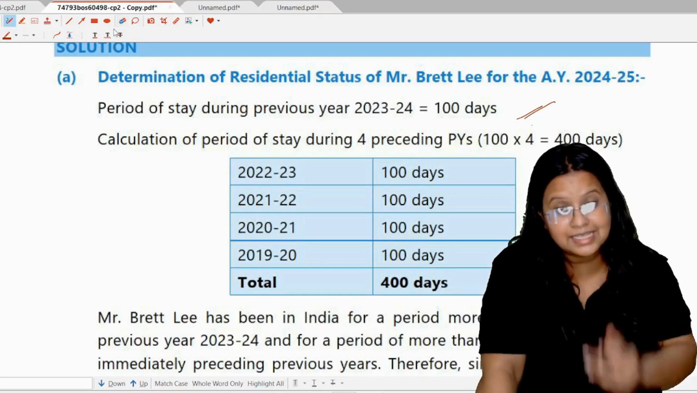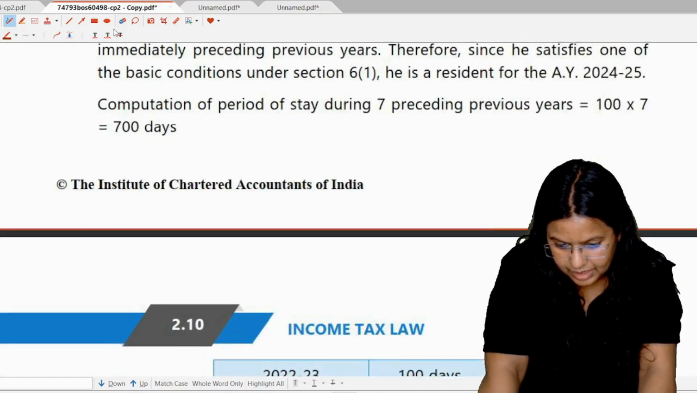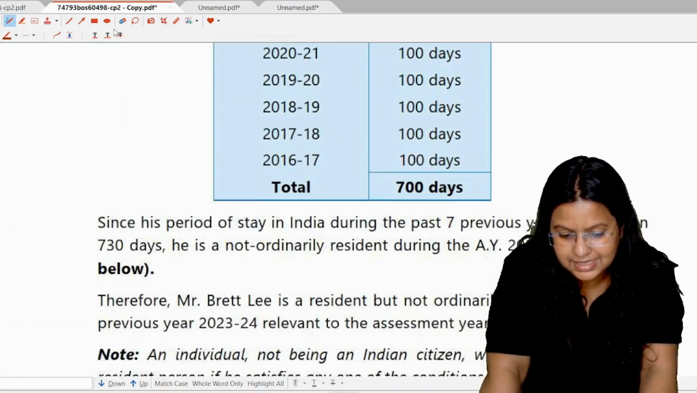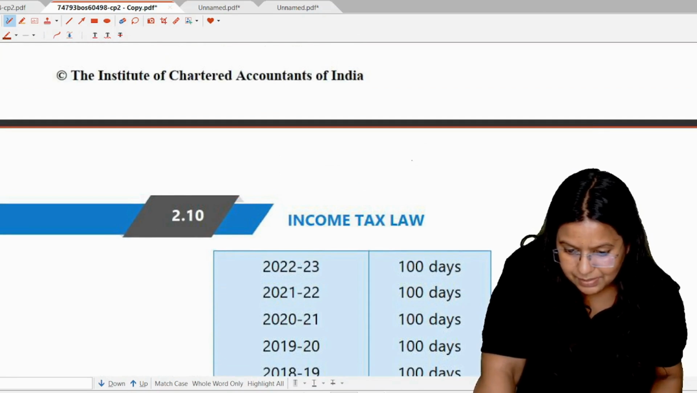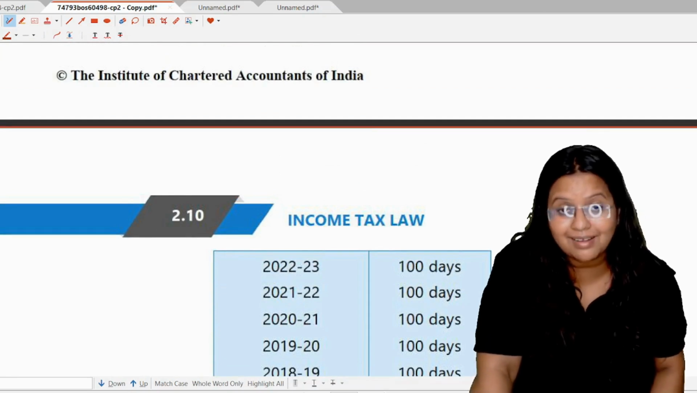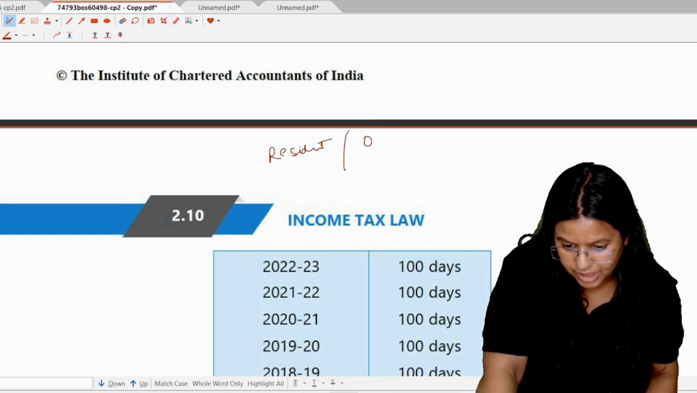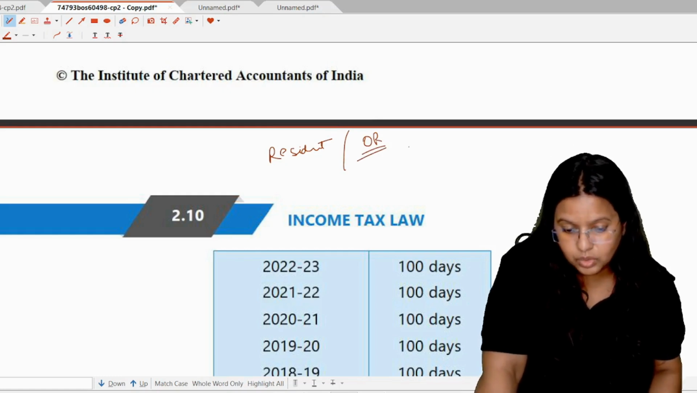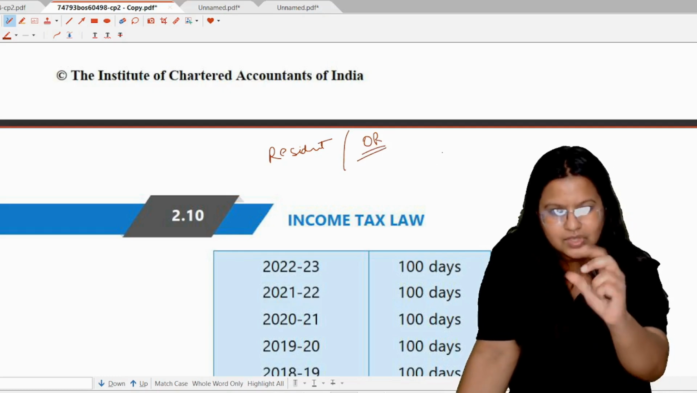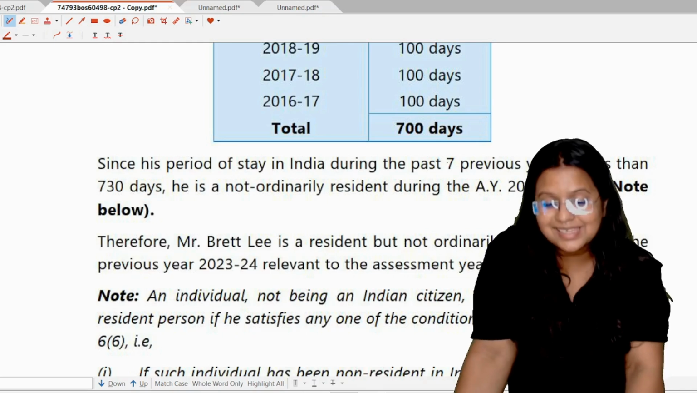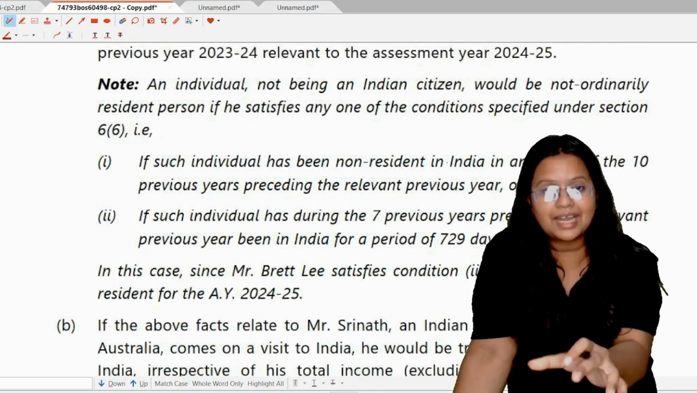Now we have to check whether he is an ordinarily resident or not ordinarily resident. Let's come to this. So students, for checking whether a person is an ordinarily resident or not ordinarily resident, he must be a resident in India first. Now we have to check that he is an ordinarily resident, not the NOR. Just try to understand from this point of view, because the study material has given this point of view, so I'm taking the same, because we have to write these kinds of answers in our examination.